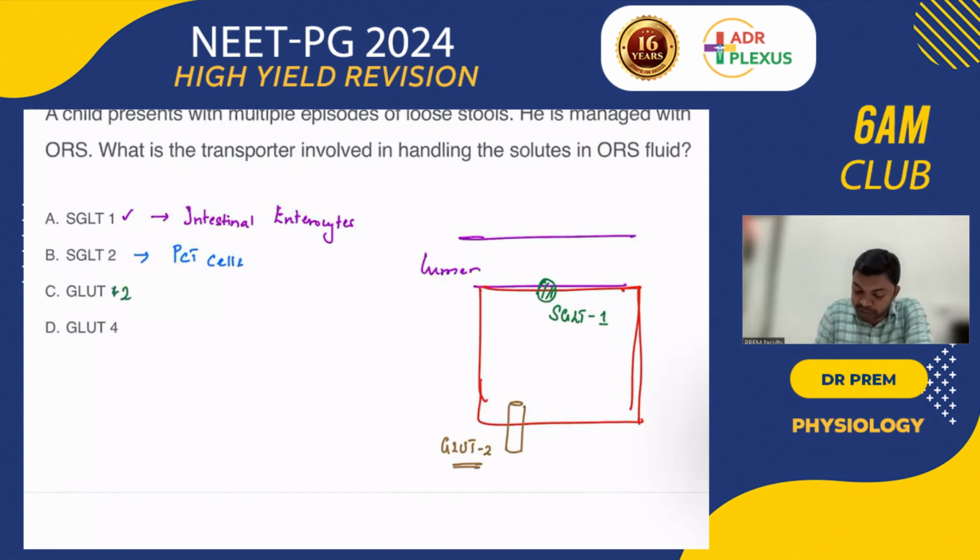Will you go for option A or option C? If your question gives you SGLT1 and GLUT2, which one would you pick? Why? Yeah, Vinita, Monopriya, why A? Why not C as the answer? Yeah, you're right. Why A? Why not C? Perfect, perfect. Luminal side, absolutely brilliant. Very good.